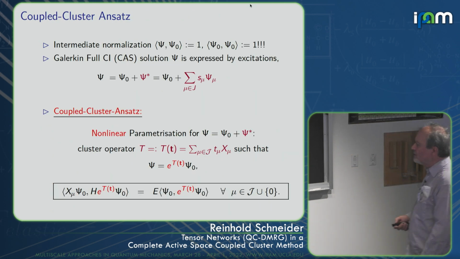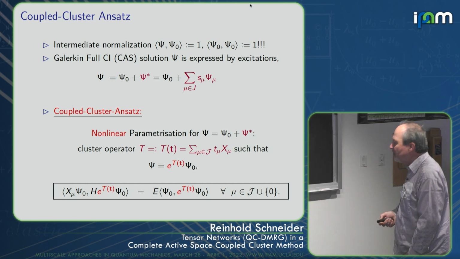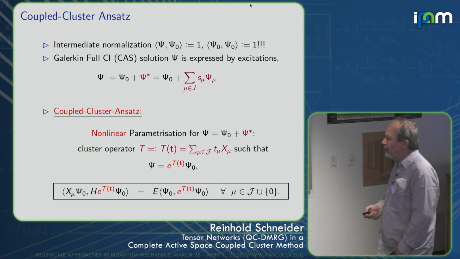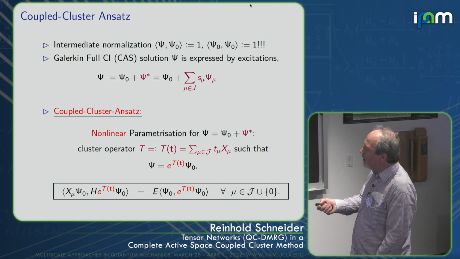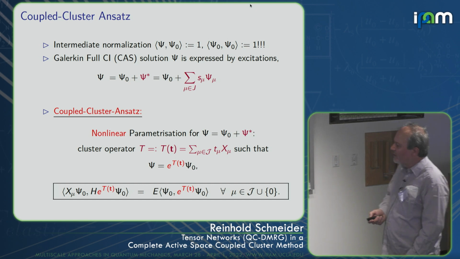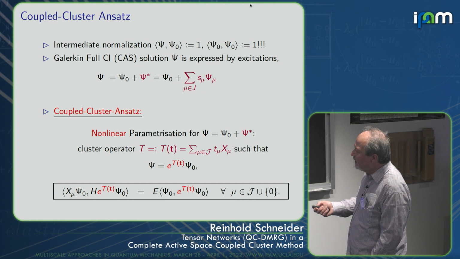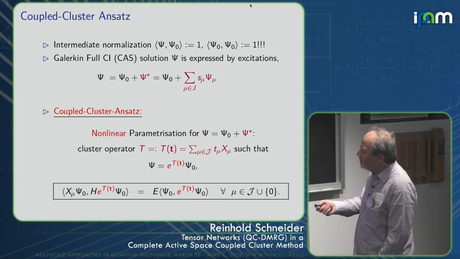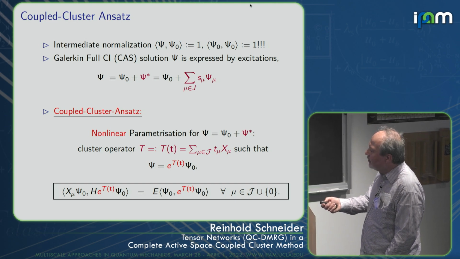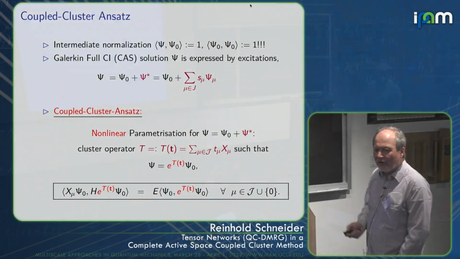So, and just for the motivation, I start with the intermediate normalization, which is typical for coupled cluster and quite helpful. So I have already explained this linear parametrization. Yeah? And now instead of this linear parametrization, you see that we add to the reference determinant a linear combination of excitation operators applied to psi0. Yeah? Exactly of this form.